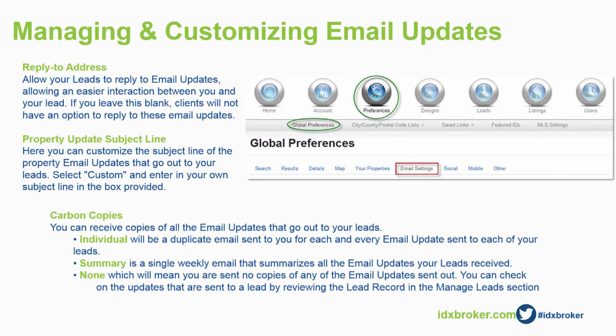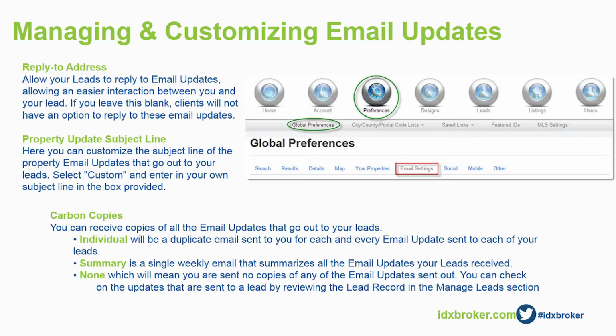So to customize these email updates, there's a few options. It's actually kind of a lot of options, so I'll start from the first, reply to address. This obviously allows your leads to email back from the email update so that you're notified. They can keep that correspondence going. If you allow this, then they'll be able to respond to those emails instead of the no reply. Property update subject line. If you want to change what our default subject line is for property update emails, select custom and enter your own subject line.